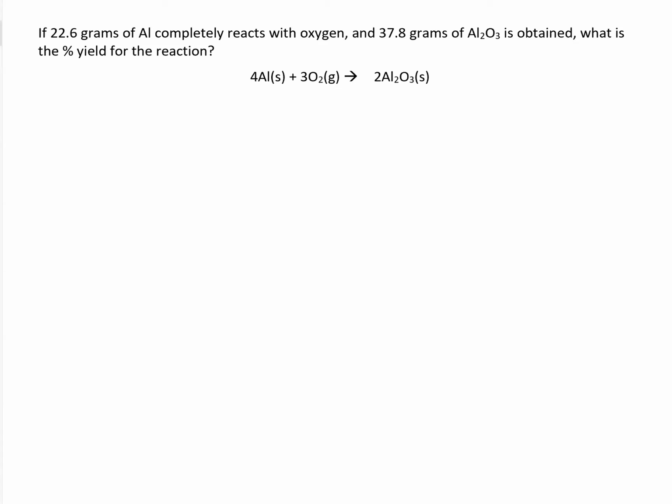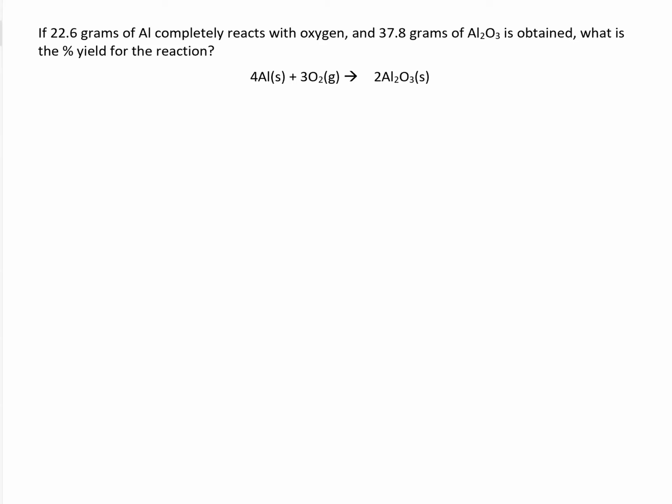This problem involves us calculating the percent yield of a reaction, which is a good indication of how well our experiment went. So, if we have 22.6 grams of aluminum and it reacts completely with oxygen, and we obtain 37.8 grams of aluminum oxide, what is the percent yield for the reaction?